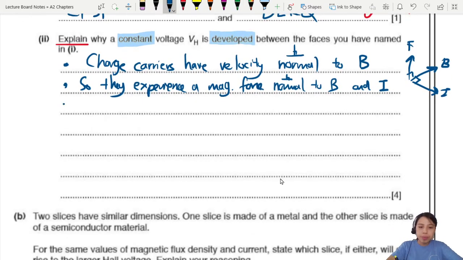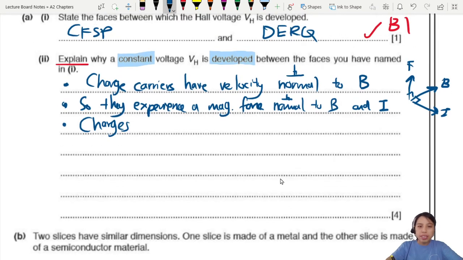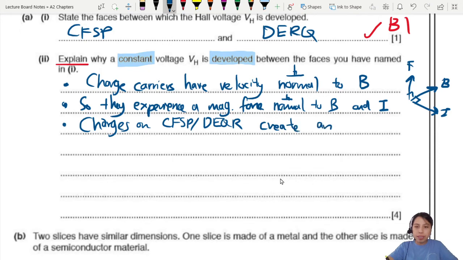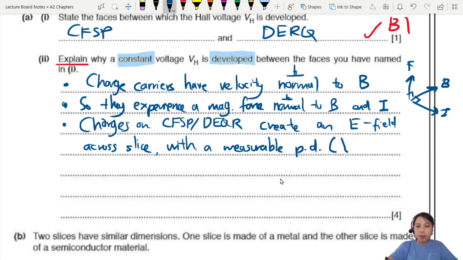So, point number three. Charges that have collected, you don't have to say the surface, you could say charges on CFSP or DEQR. They collect there, right? And what happens when they collect there? They create an electric field across the slice. And this electric field can be measured, with a measurable potential difference. And this is known as our beloved Hall voltage.